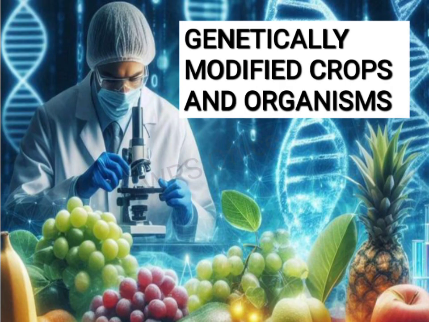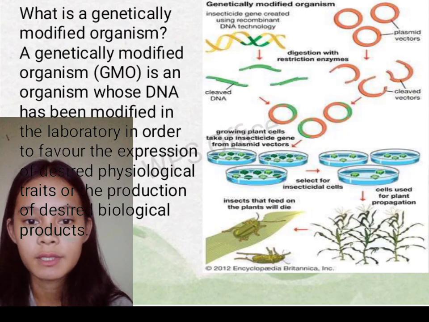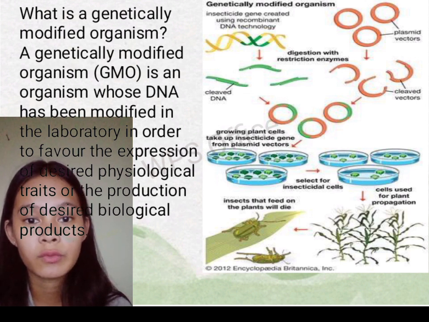Genetically modified crops and organisms. What is a genetically modified organism? A genetically modified organism, GMO, is an organism whose DNA has been modified in the laboratory in order to favor the expression of desired physiological traits or the production of desired biological products. GMOs are organisms that had their DNA altered using genetic engineering techniques. They are also known as bioengineered food.